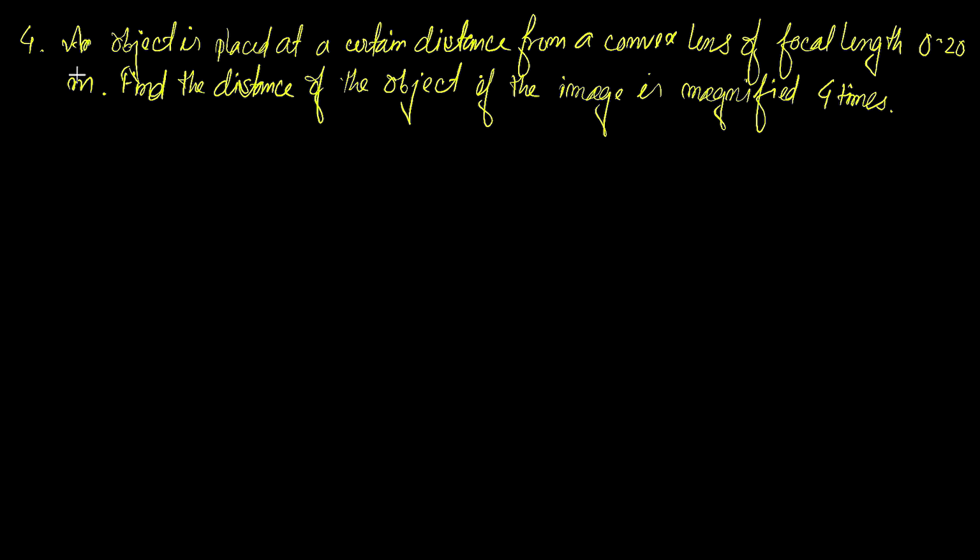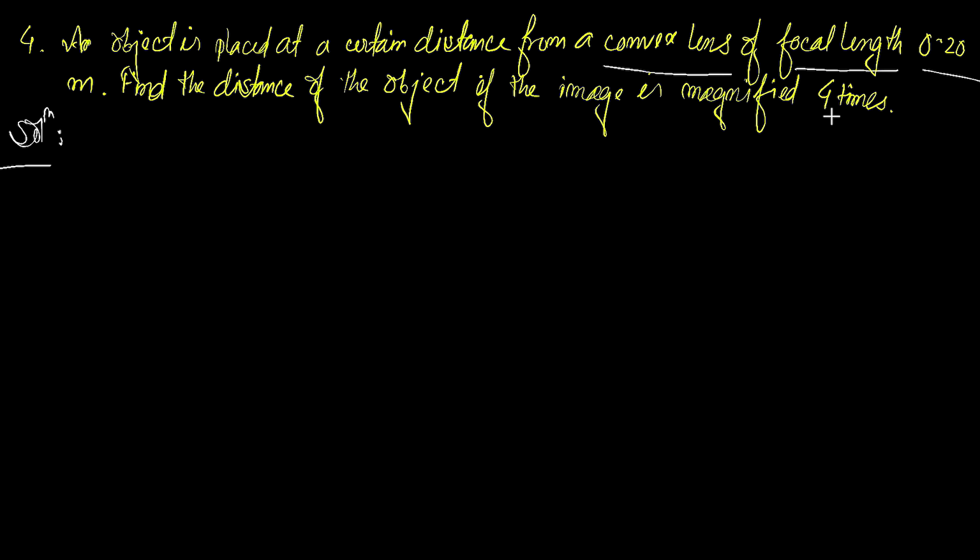This is the next problem. You have to check what is given here. What this problem is saying is that an object is placed at a certain distance from a convex lens. One main piece of information is given: the lens type is given, right? Once the convex lens is given and it is given a focal length, we know that focal length in case of a convex lens is always positive. It is given as 0.20 meter. Now, what is it saying? Find the distance of the object if the image is magnified 4 times.